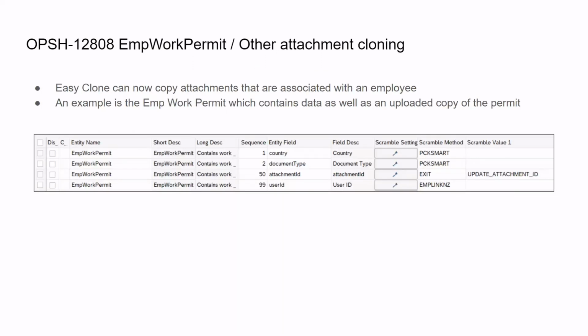AMP work permit or other attachment cloning. EasyClone can now copy attachments that are associated with an employee. EasyClone is now able to clone work permit or AMP work permit and its corresponding attachments. Users will be able to replace work permit attachments with dummy files in the target system. It's important to note, though, that other non-work permit attachments will not be processed by EasyClone.